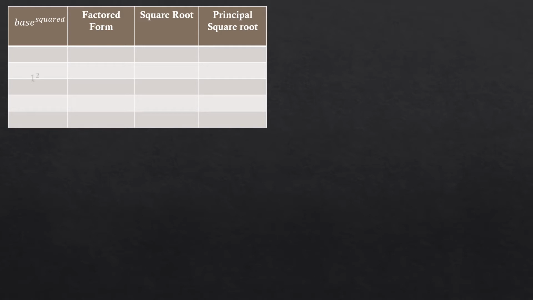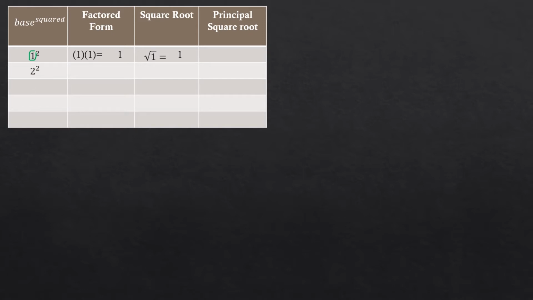Example number 1. 1 squared. In our 1 squared, 1 is what we call the base. 1 squared means 1 times 1, which is equal to 1. The square root of 1 is 1.